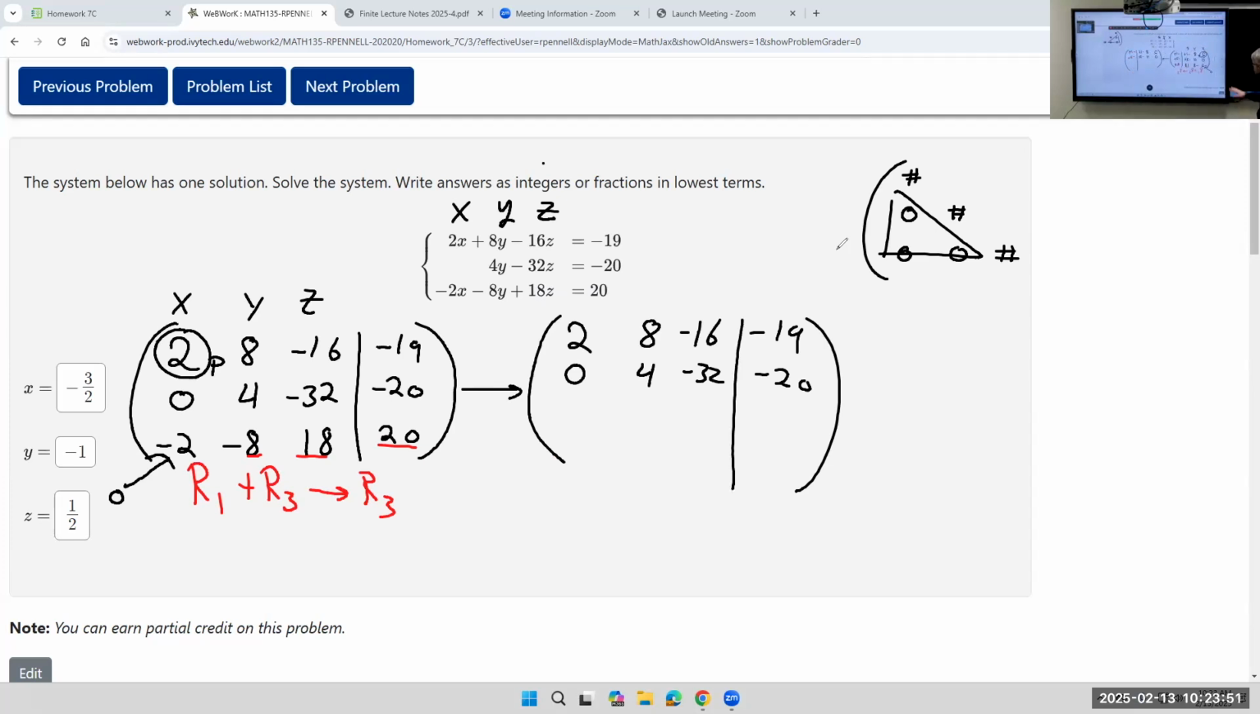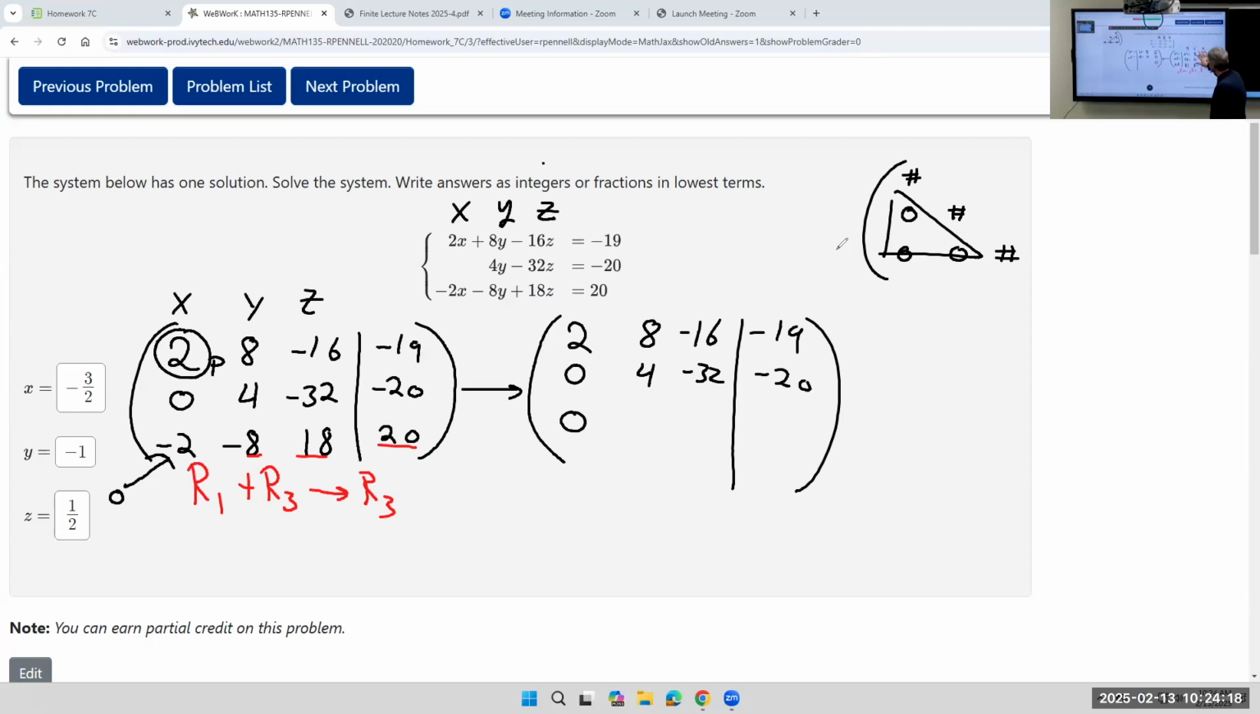Okay? Because I want this to go to 0, hopefully the online folks can see where I'm pointing. I'm pointing at the -2. I want the -2 to go to 0. My numbers are equal and opposite, so I'm just going to add them. That's how I came up with row 1 plus row 3 becomes row 3. When I add these, it becomes 0. That was my entire goal. Everything else is a consequence of what happened.